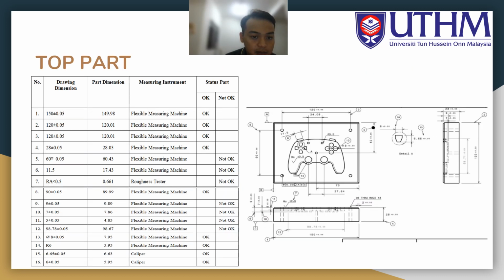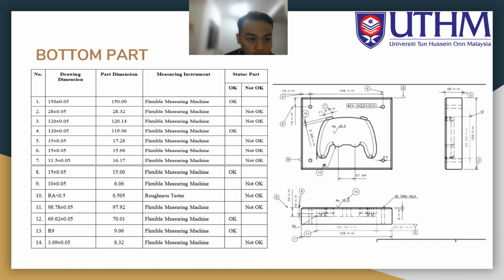For the top part, status for parts number 5, 6, 7, 9, 10, 11, and 12 are not okay. This problem occurs because of factors on the cutting tool's point. The tip of the tool is broken and there is no replacement from new stock. On the bottom part there is also a problem, especially on number 10, which is for Ra. This is because the feed rate and cutting speed are not suitable for the cutting operation. During the final process for surface finishing, fast cutting speeds and low feed rates should be used to achieve the desired surface.